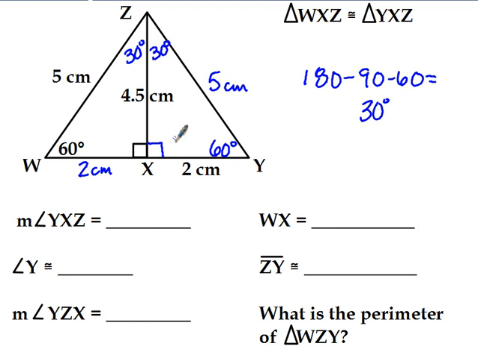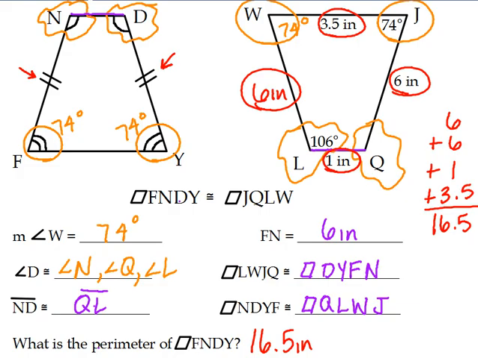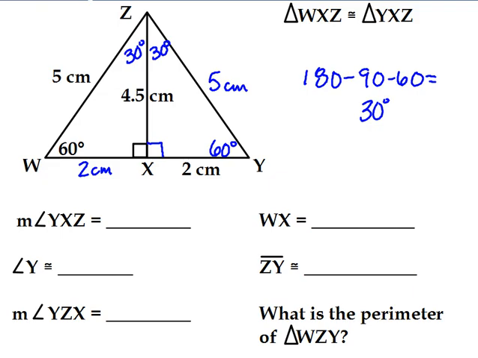If I go back to these, I could have filled all of these in first: fill in all my sides, fill in all my angles. You could fill in absolutely everything with both, and then you can go down and fill in your answers. So now that I've filled in my triangles, I can look and see what they're asking for.